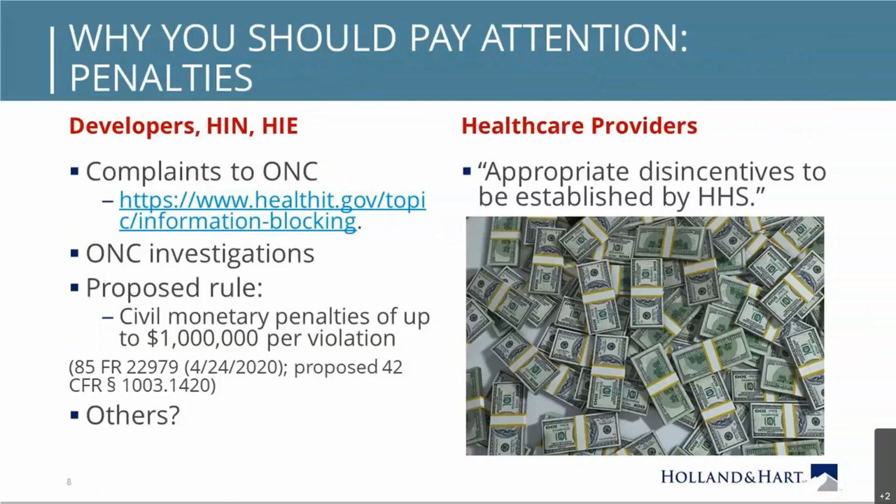So why is the information blocking rule important? Penalties. For developers, health information networks, and health information exchanges, the current proposed rule states that there are civil monetary penalties of up to $1 million per violation. And those are currently proposed. We'll see when the final rules come out exactly where they land on that. And for healthcare providers, there have not yet been any proposed rules, but we know that they will be coming and there will be appropriate disincentives to be established by HHS. So we'll know more about what those penalties will be in the future.